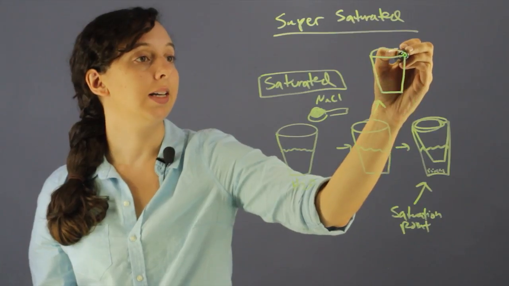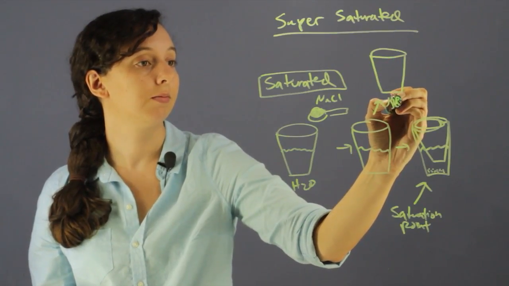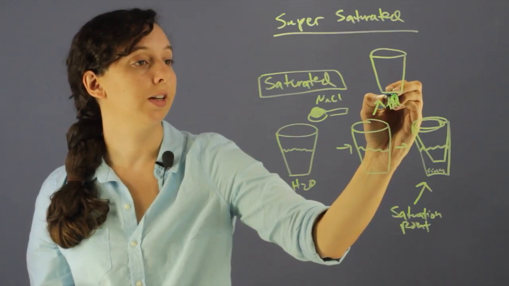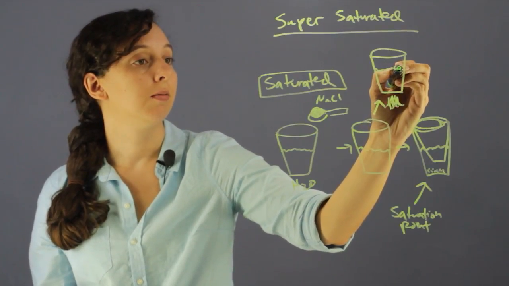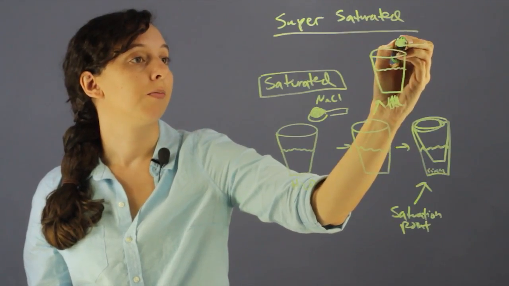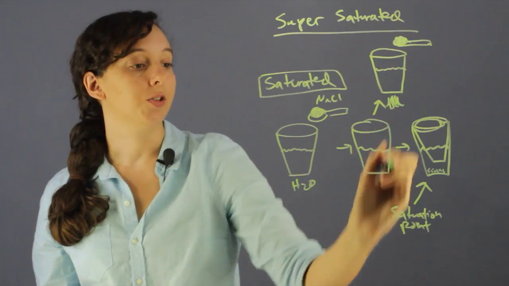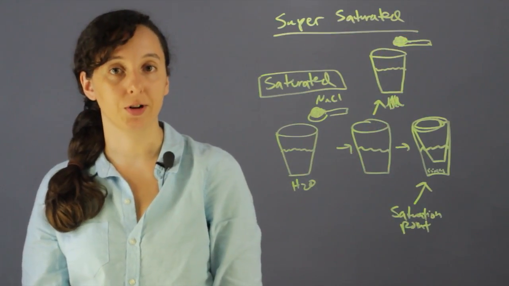So let's say now you're heating it under a flame. You need to learn how to draw flames. And now you can dump more and more salt in. So you're not super saturated yet because there's a different saturation point for every different temperature.